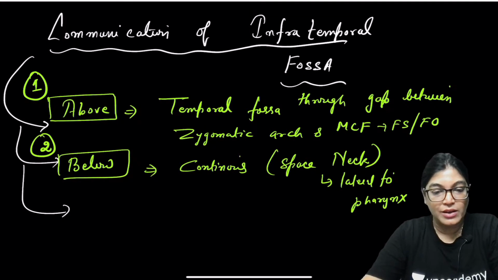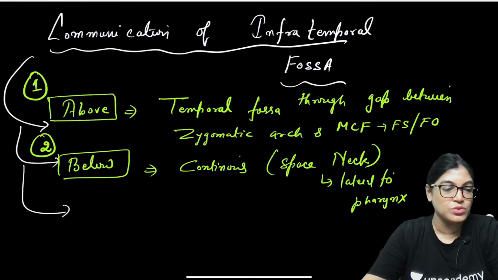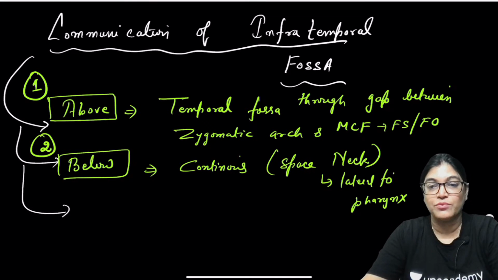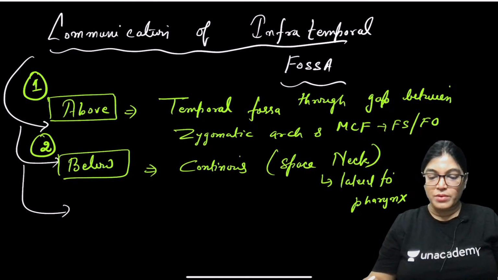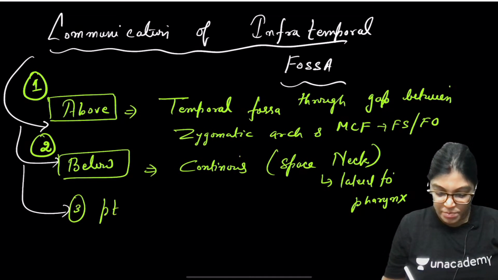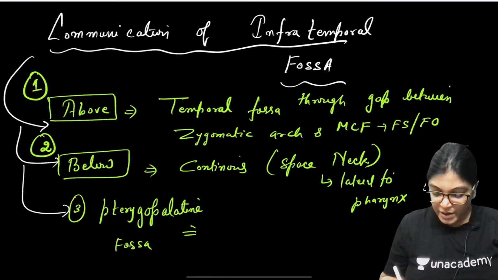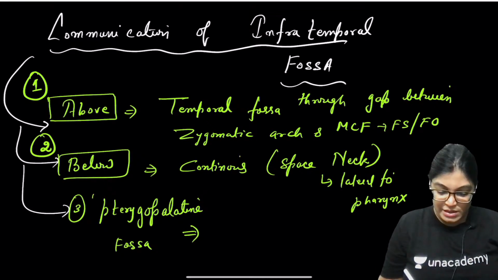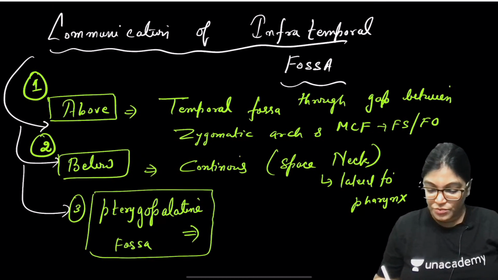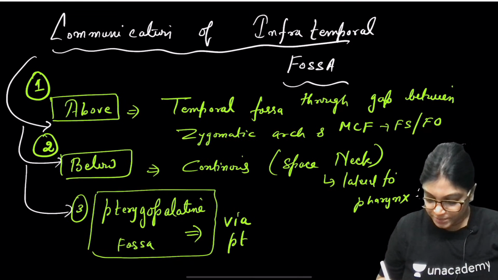And one of the most important communications is with the pterygopalatine fossa. The exact communication route is through pterygomaxillary fissure. Okay, so I would like today to take 2 sessions. I will also complete the topic of pterygopalatine fossa. So here you can write that information. The third communication is with pterygopalatine fossa. And my dear aspirants, the two structures, infratemporal fossa and pterygopalatine fossa, form a communication with each other via pterygomaxillary fissure.